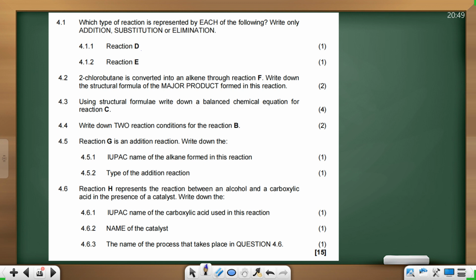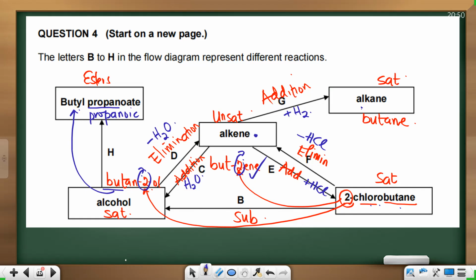Reaction C. Let's write reaction C. What is reaction C? An alkene. Okay, these 2 here, I'm checking. That 2 there, we need to confirm. Reaction C, alkene. But let's check, I think it's going to be correct. Alkene, our butene, it's an addition, guys.